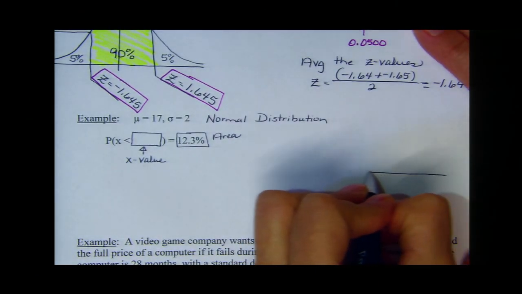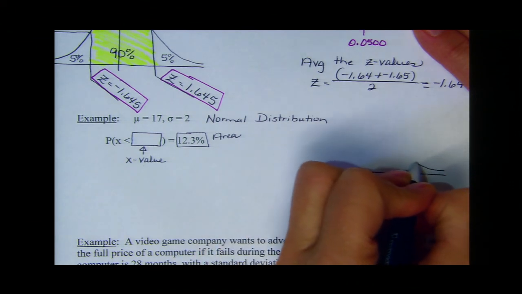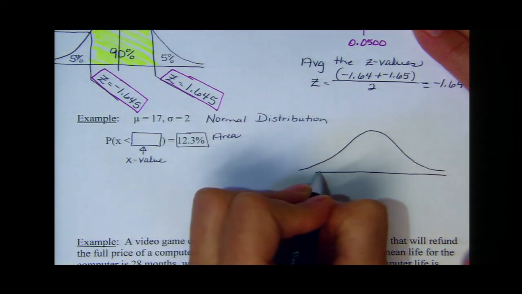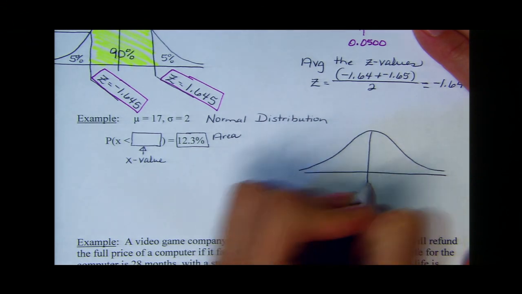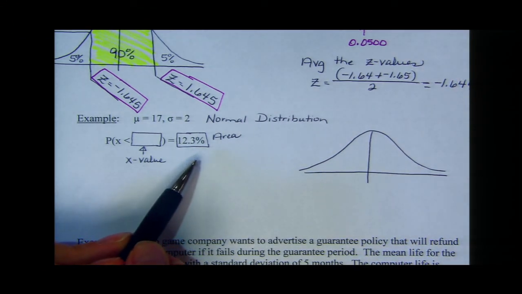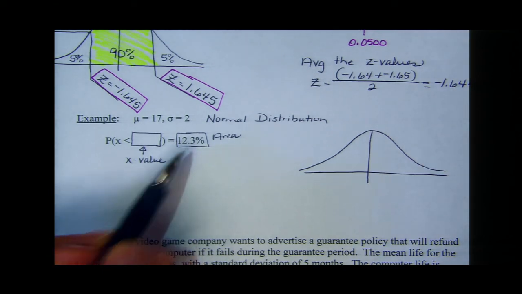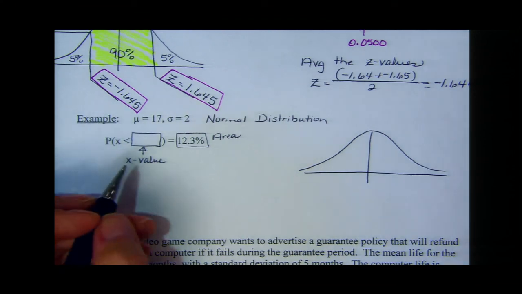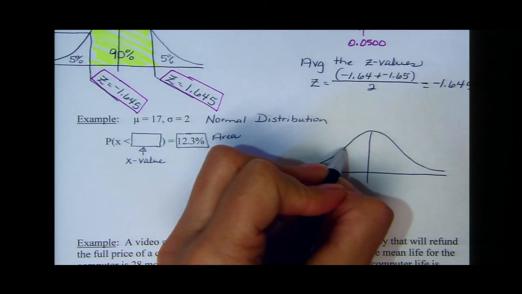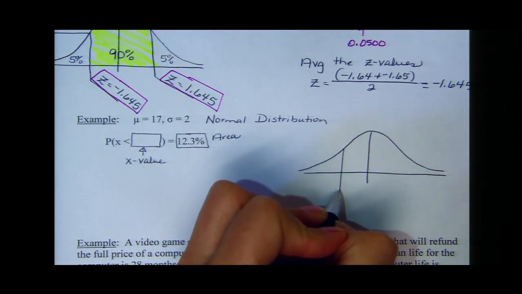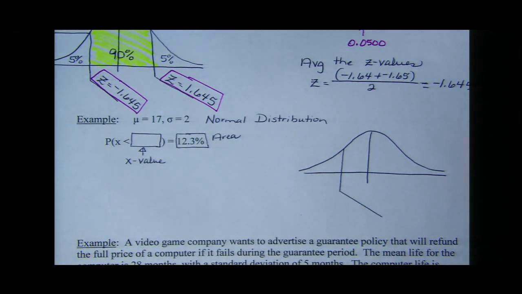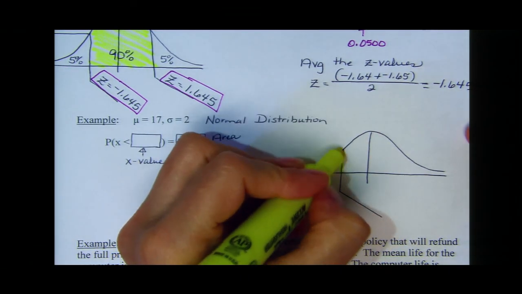So for my visual learners, if you need to see what this looks like, we're shading in 12.3%, and we're shading which direction? This inequality is less than, so we know we are shading to the left.